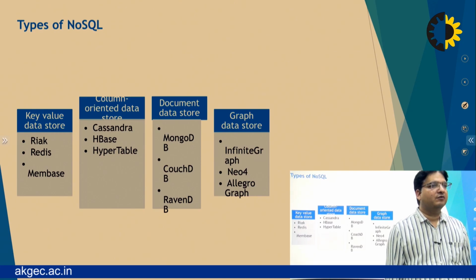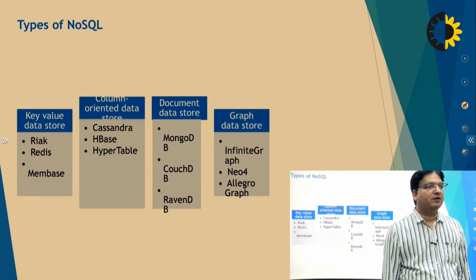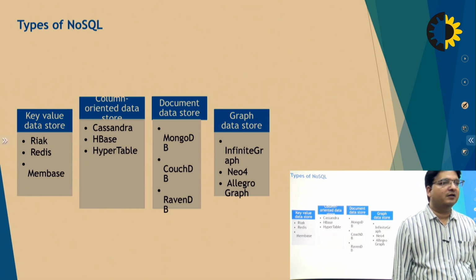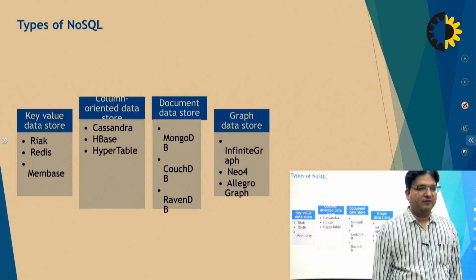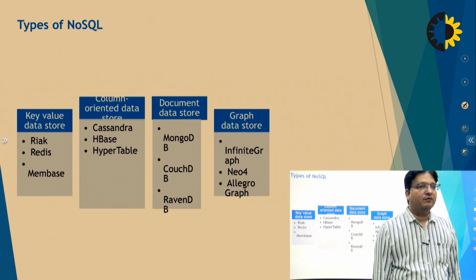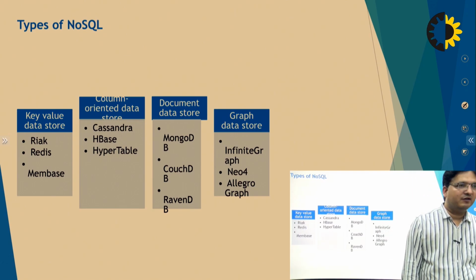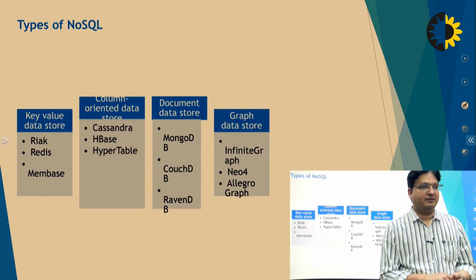Next is the document data store. The prominent among them are MongoDB, CouchDB, and RavenDB. All of you may have studied MongoDB in your previous semester in web technology, where the concept is that there is a document for each entry. If we have 10 records, then we will have 10 documents. All the documents are collected together to form a collection.